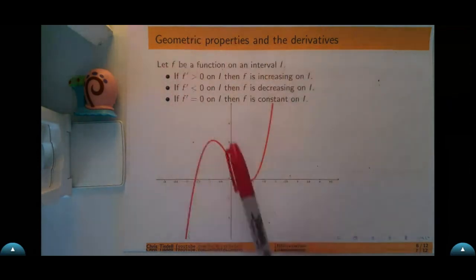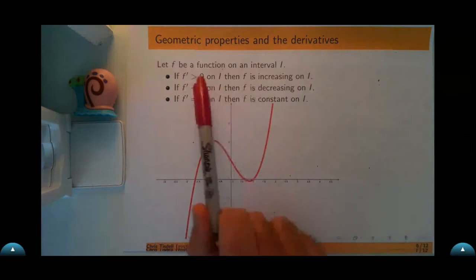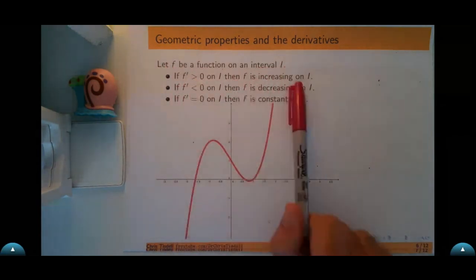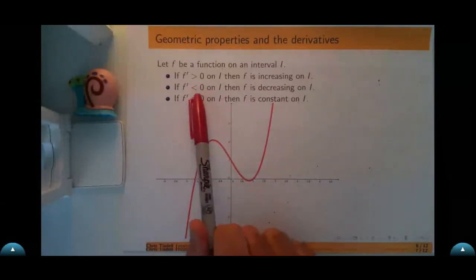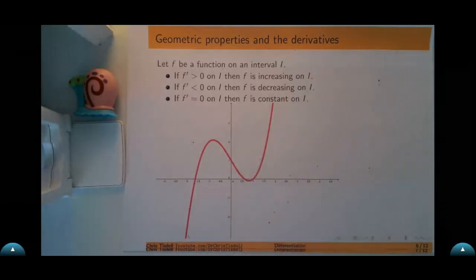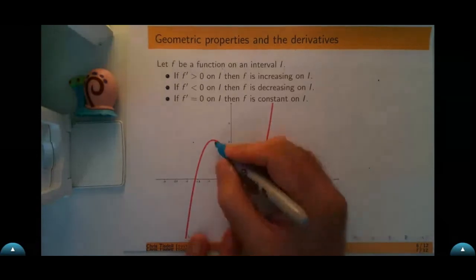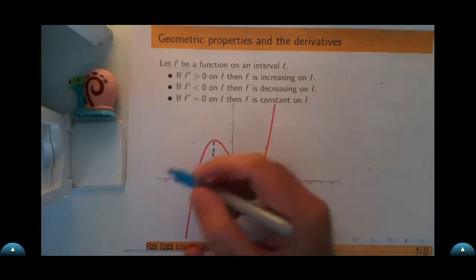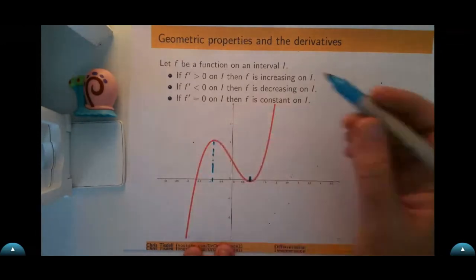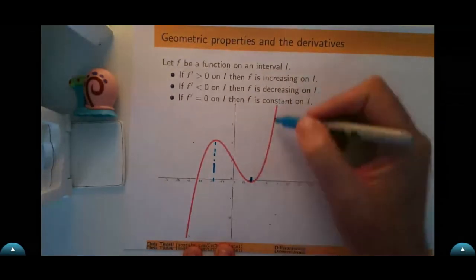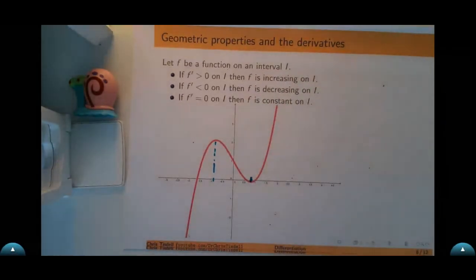The derivatives and geometric properties. So you probably remember this as well: let f be a function on some interval. If the derivative's positive, then f is increasing on the interval. If the derivative's negative, then it's decreasing. And if the derivative's 0, then the function's not increasing or decreasing, it's just constant. If you look at these points here, you can see on this interval, the function's increasing. On this interval, the function's decreasing. And on this interval, the function's increasing again.